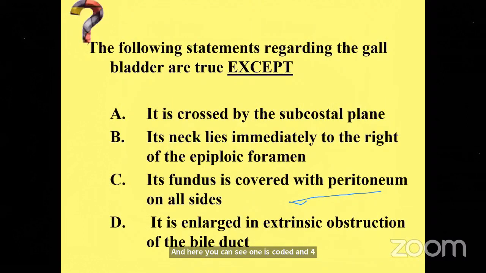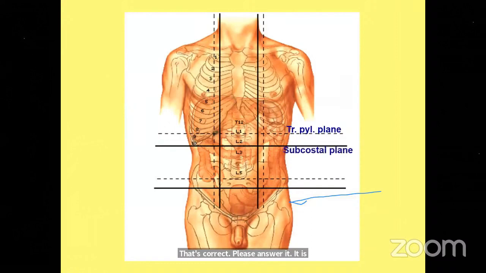The following statements regarding the gallbladder are true except. It is crossed by subcostal plane. Its neck lies immediately to the right of the epiploic foramen. Fundus is covered with peritoneum on all sides. Enlarged gallbladder causes extrinsic obstruction of the bile duct. Except. One has correctly answered it. It is not the subcostal plane. It is the transpyloric plane where you get the gallbladder.